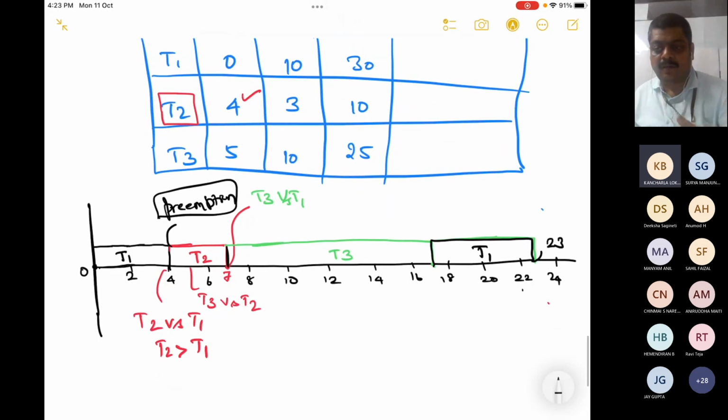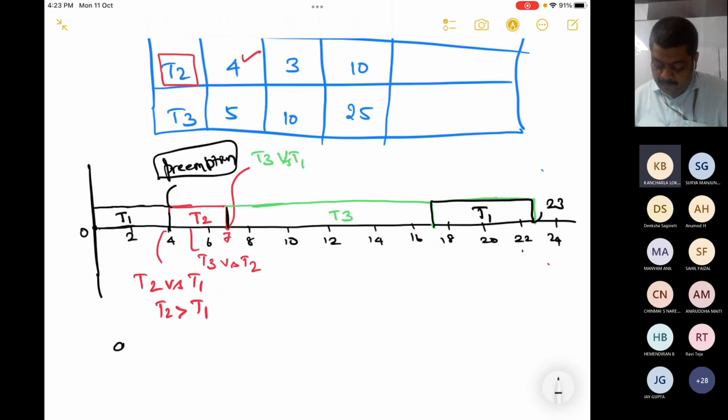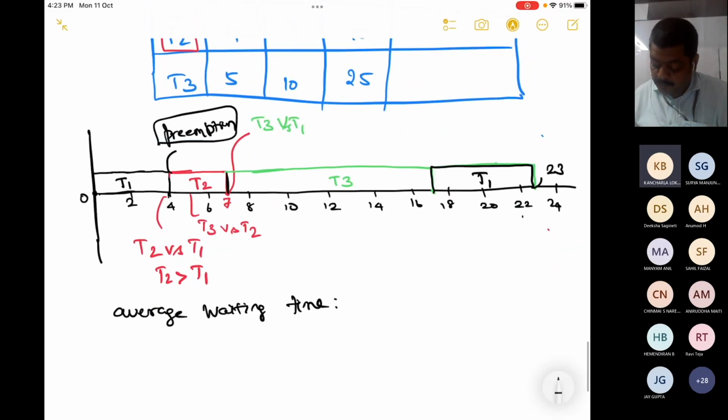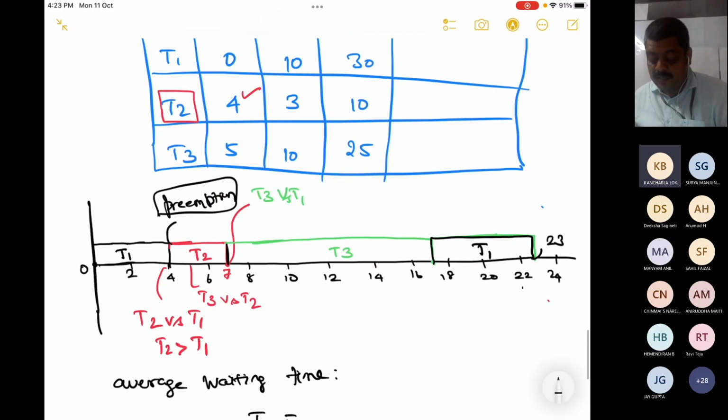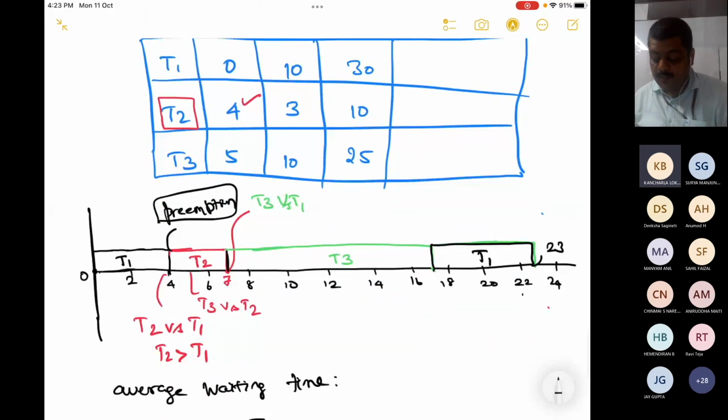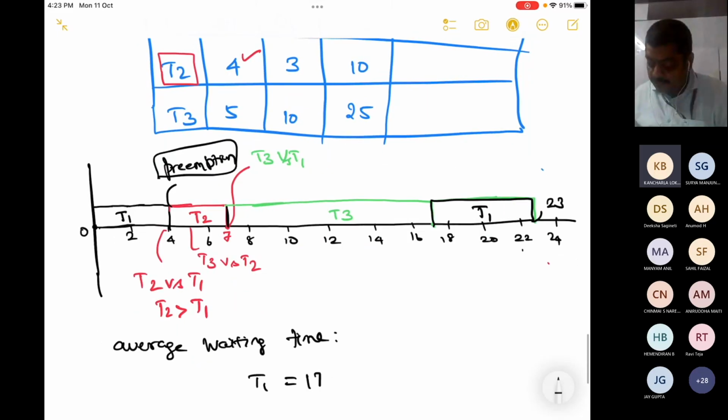But it is quite obvious that we can compute the waiting time, so the average waiting time. The waiting time of T1 is what? T1 was released at 0 and completes at 23, but how long was it waiting? From 4 time units to 17 time units it was waiting. So 17 minus 4 is 13 time units, because from 0 to 4 it was running.